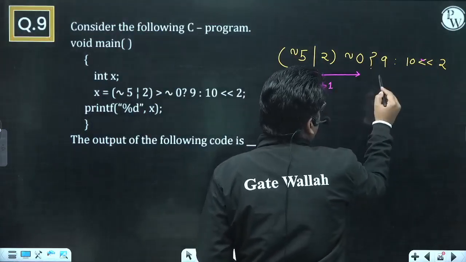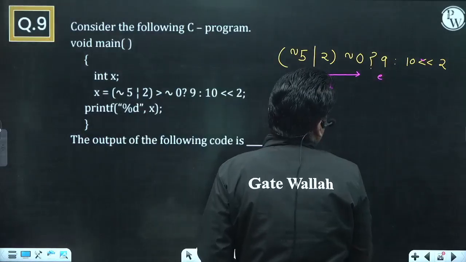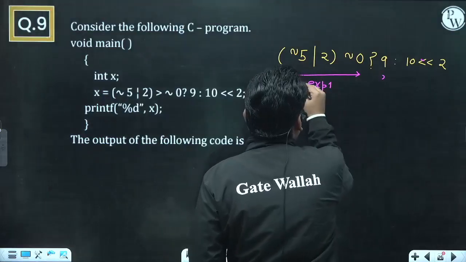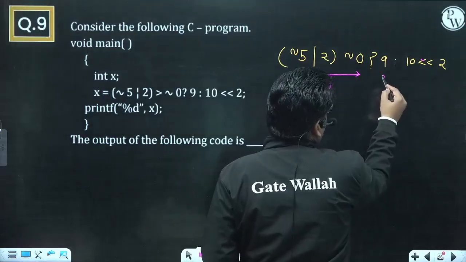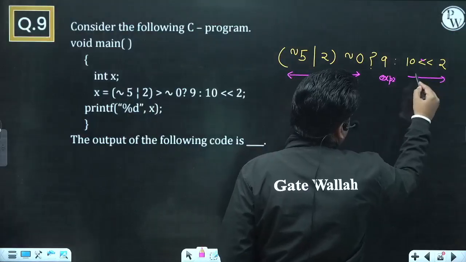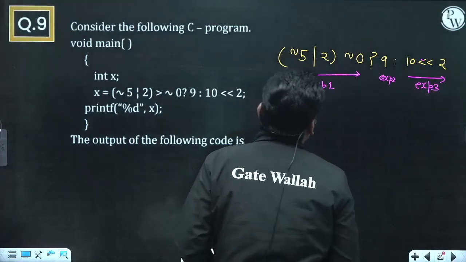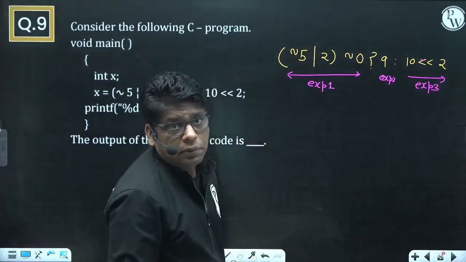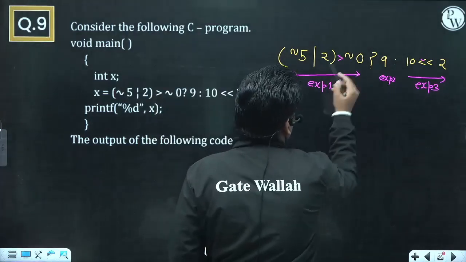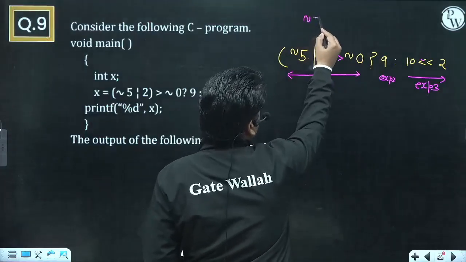Between these two we have expression 2. Can I say this is expression 2, and this is expression 3? So first we need to solve expression 1. Is there any problem? Okay, greater than. First of all, the bracket will be solved. Tell me what is the value of this?